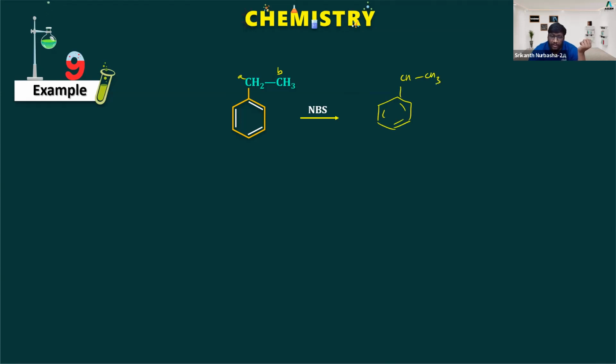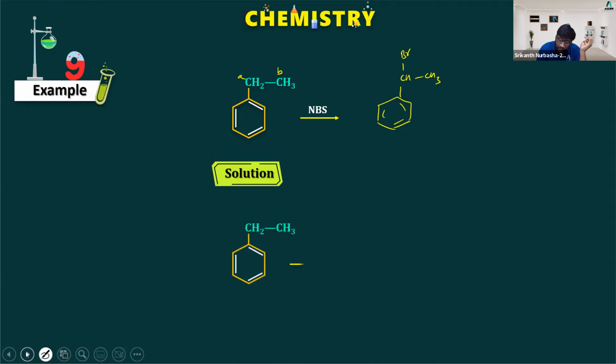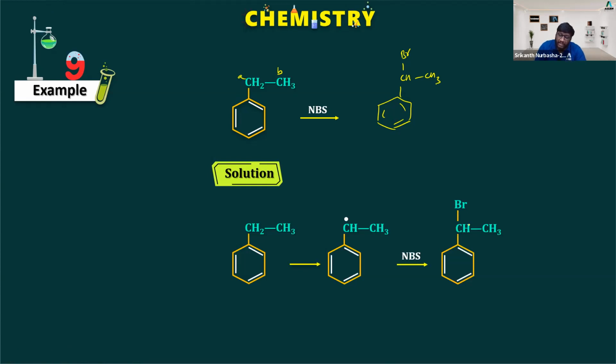Out of A and B carbon atoms, which carbon is going to be substituted or attached by bromine? Obviously, carbon A, because it is going to be benzylic. So bromine is going to be added here. Allylic and benzylic substitution will happen. You get this type of free radical that will react with NBS to form bromine substituted to the benzylic position.